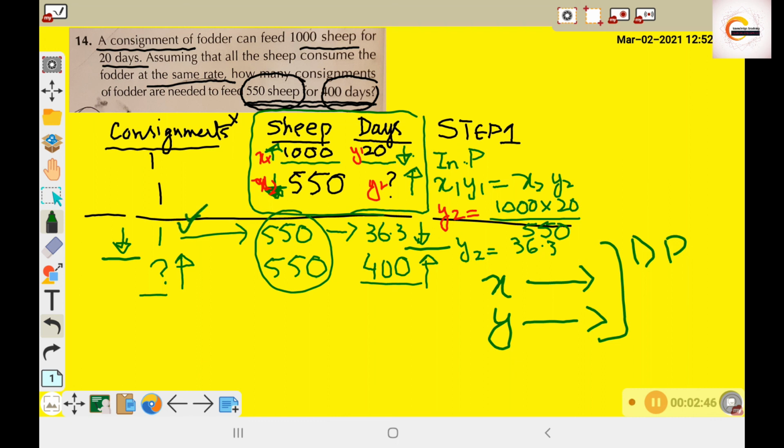And we know in direct proportionality, when one variable is unknown and three variables are known, here three variables are known, what formula do we use? Y1 upon X1 equals Y2 upon X2. Here X1 is 1, Y1 is 36.3, X2 is unknown and Y2 is 400.